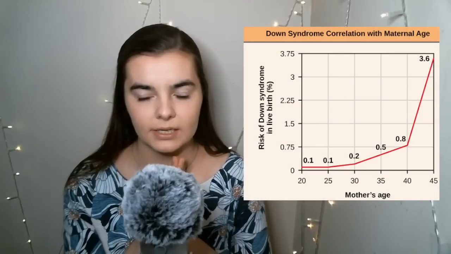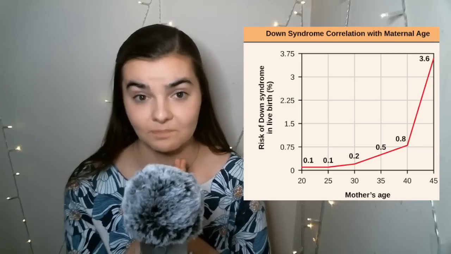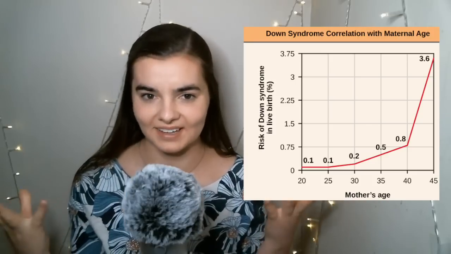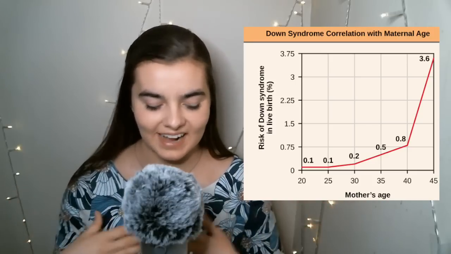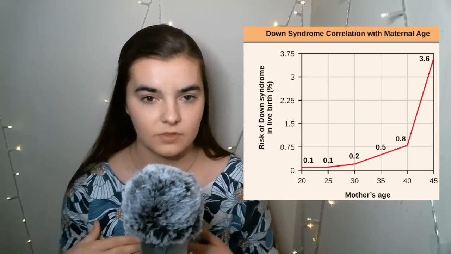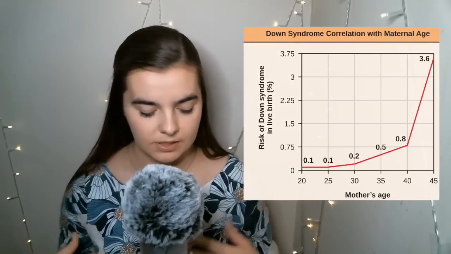So yeah, my parents were rather old when they had me. My mother was 43, and so I think she had like a 1 in 30 chance of me having Down syndrome. But very lucky that I do not have Down syndrome. But yeah, maternal age is one of the biggest factors that leads to trisomies and monosomies.